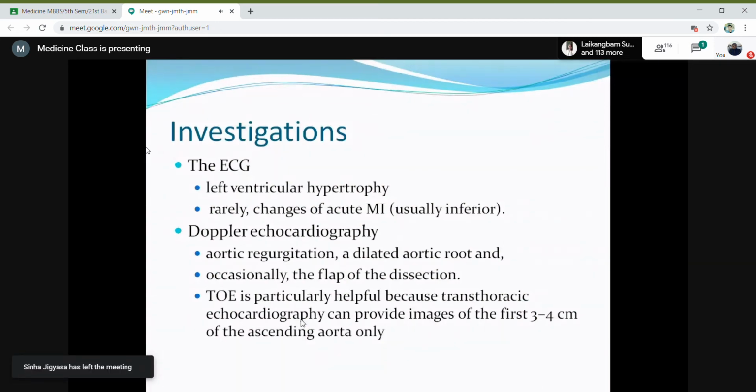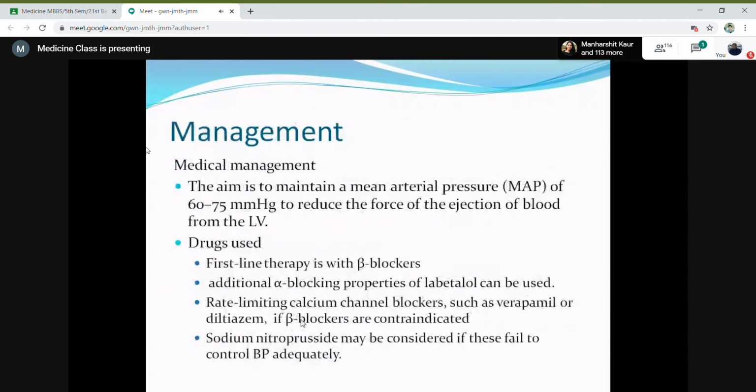Most of the time we are doing transthoracic echocardiography, but this provides the image of the first 3 to 4 centimeters of the ascending aorta only. So the better choice is transesophageal echocardiography.